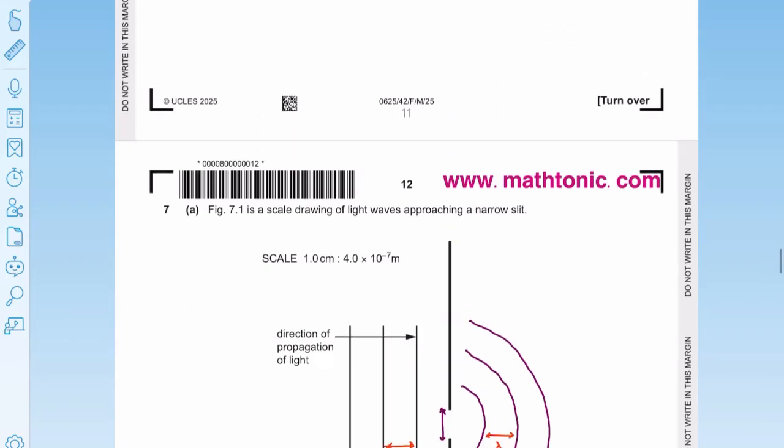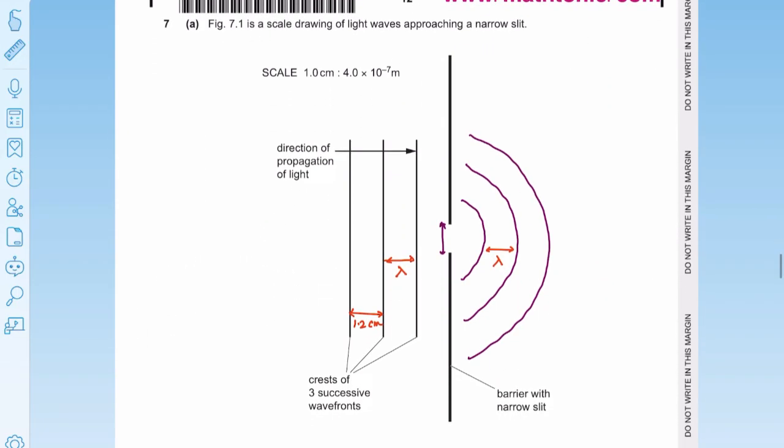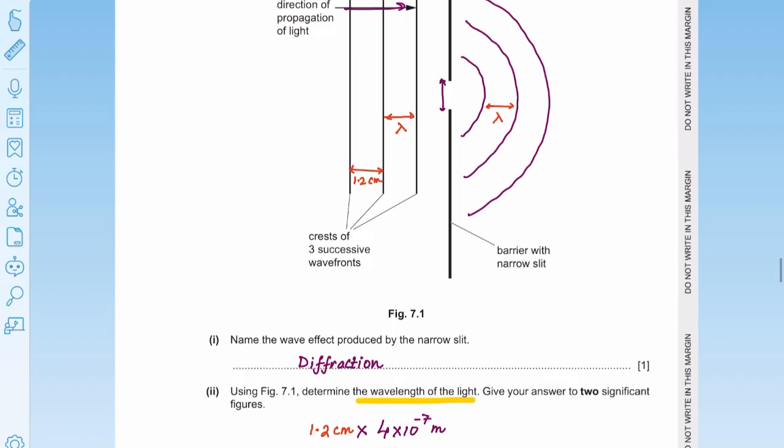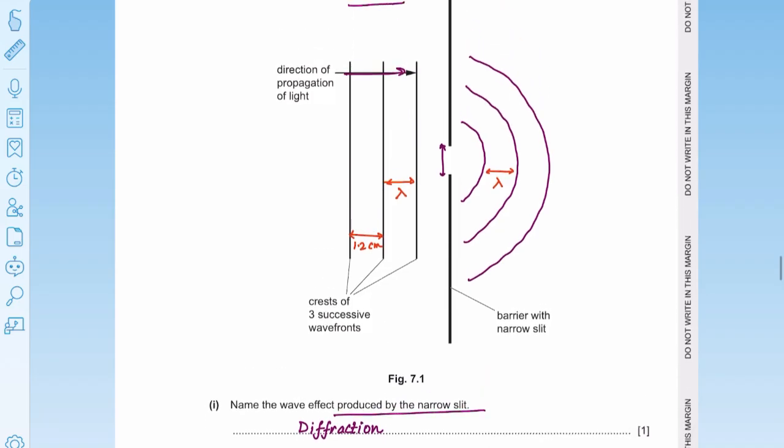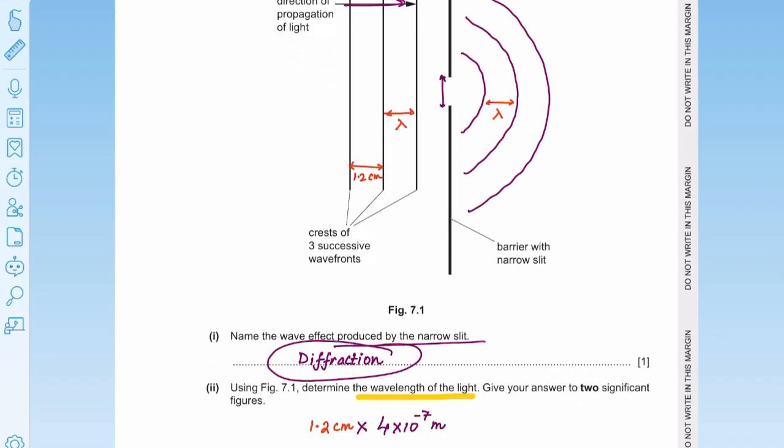Okay. Next, question number 7. Figure 7.1 is a scale drawing of light waves approaching a narrow slit. So the scale drawing is given, 4.0 × 10^-7 meter. This is the direction of the propagation of light. You can see here, right? And name the wave effect produced by the narrow slit. Easy. So this is called diffraction, right?